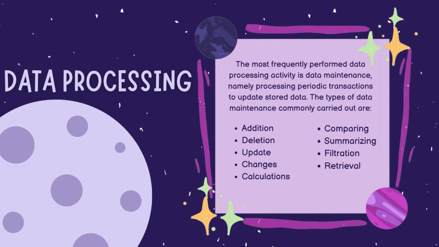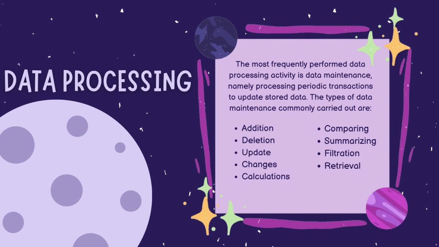Data processing. The most frequently performed data processing activity is data maintenance, namely processing periodic transactions to update stored data. The types of data maintenance commonly carried out are: 1. Addition, 2. Deletion, 3. Update, 4. Change, 5. Calculation, 6. Comparing, 7. Summarizing, 8. Filtration, 9. Retrieval.